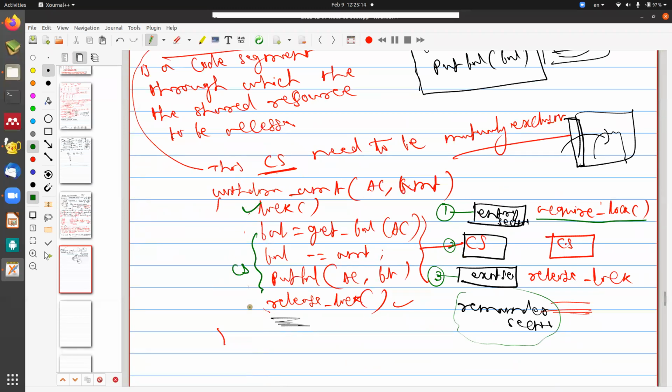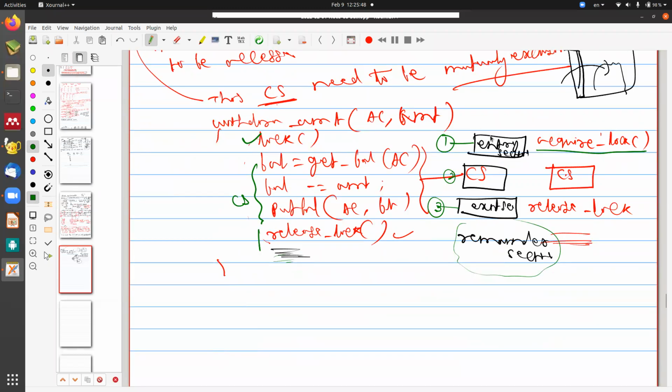So these three parts will be called the entry section, critical section, exit section, and the rest, if any code is there, is called the remainder section. Now the next work is, once you know these things, I have to know how to prepare a lock, how to write this critical section, and how to release this lock.